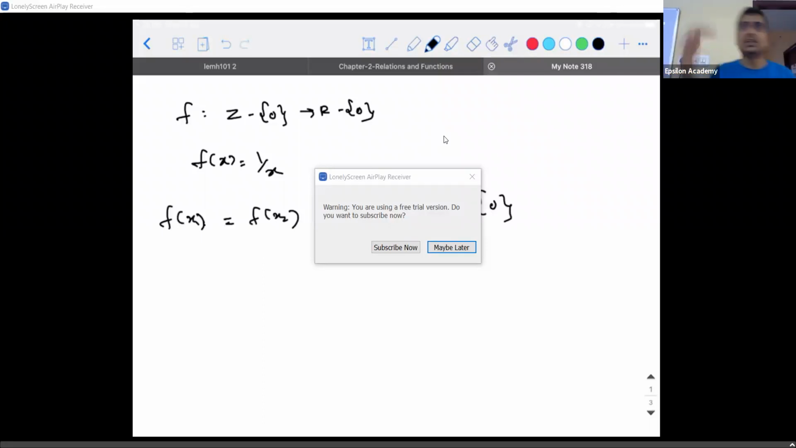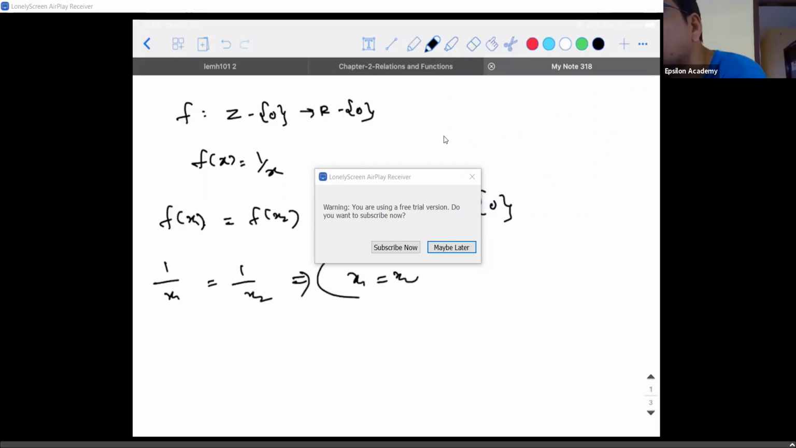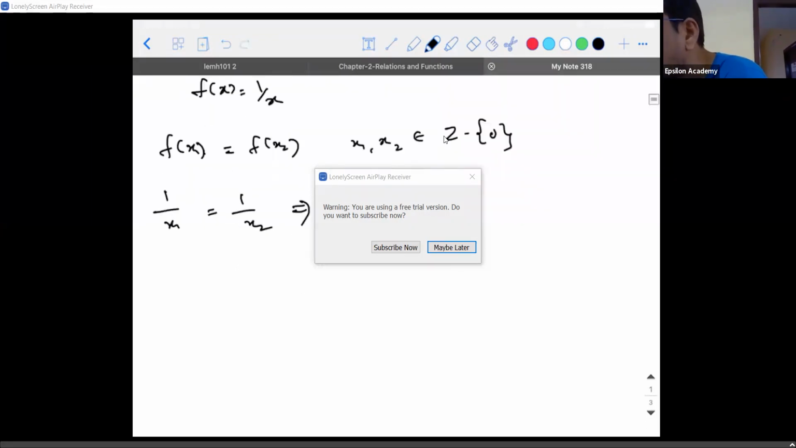Means I can give any integer input except 0 to get an output. So what should be the output? It can be any real number except 0. Okay. So f of x1 equals f of x2: 1 by x1 is equal to 1 by x2. From this can I conclude x1 is equal to x2? Yes, it is a 1-to-1 function. Mathematically we proved it. For it to be an onto function, f of x should be equal to y.